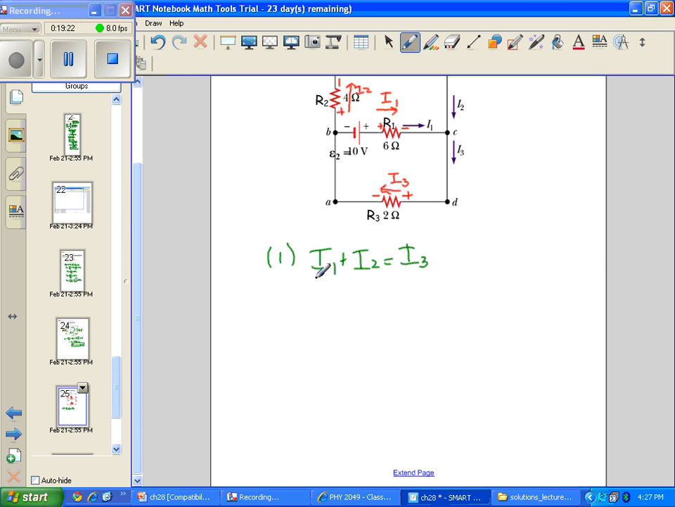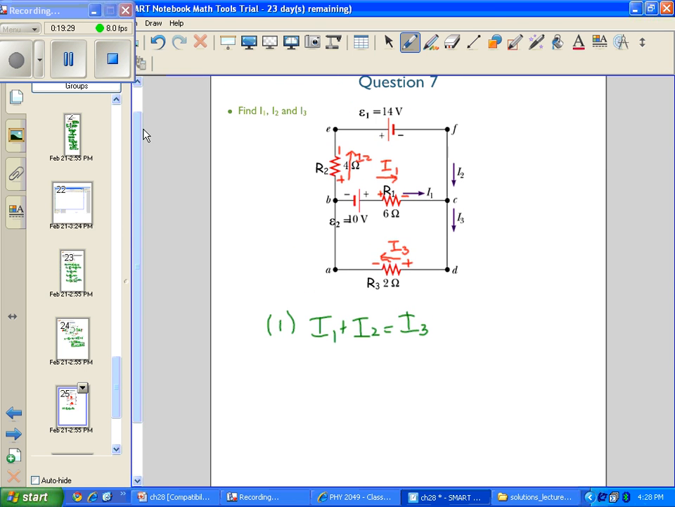So the question is, which loops are we going to use? Well, I know what you would say. Let's not use the big one, let's use the little ones. So now I'm going to ask you, would you like to go clockwise or counterclockwise at the top loop? And then the same question for the bottom loop. Take a couple of seconds to think about it.